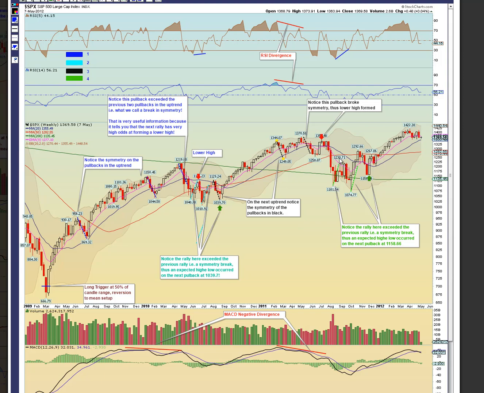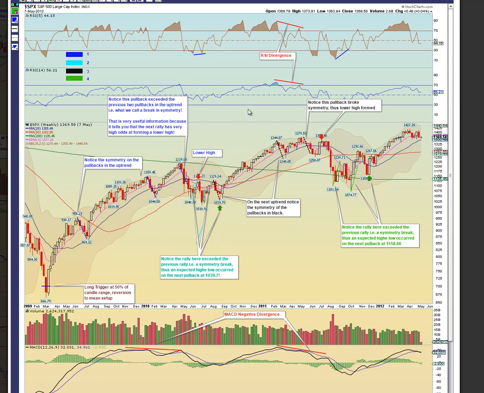So now you can see the first rally here to 1230. You can see note it here. Again, I simply take that rally to here from this low. By the way, that low had some divergence, you could see. Then that next rally to 1292 greatly exceeded this. So that said, hey, you broke symmetry. Look for a higher low in the next pullback. That's what occurred here, then rally up.